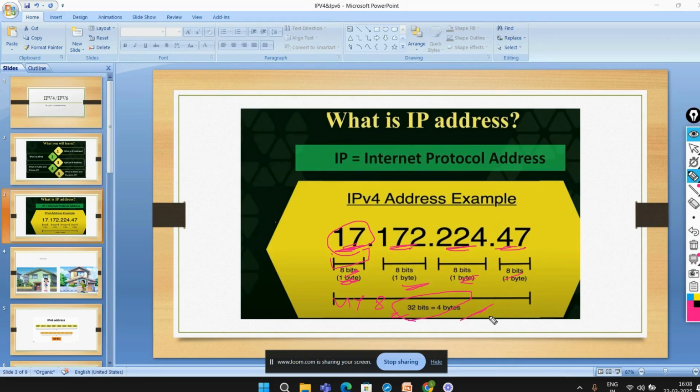Now what's the meaning of the number? Suppose the first is the country code, the second is the state, the third denotes the city, and the fourth denotes the device ID. Okay.